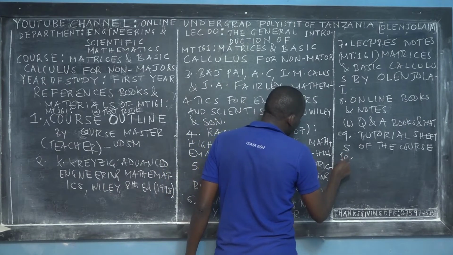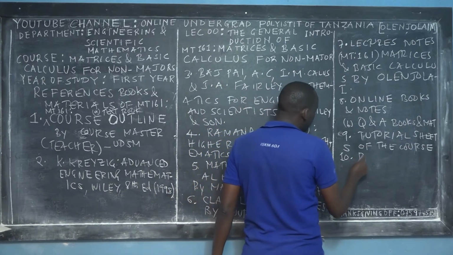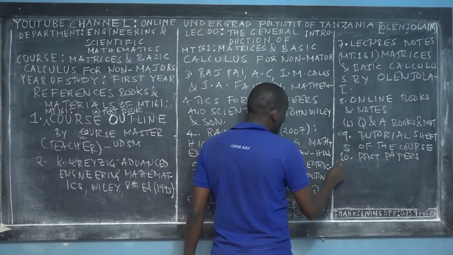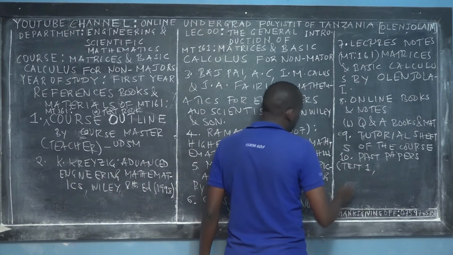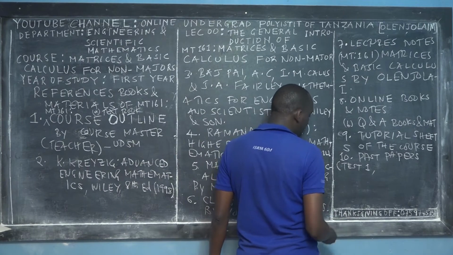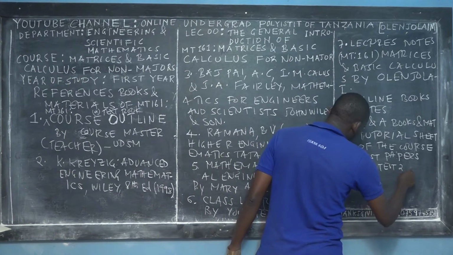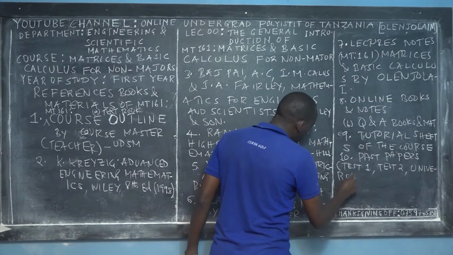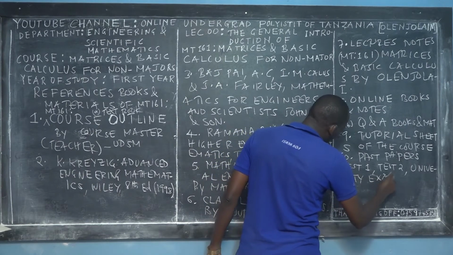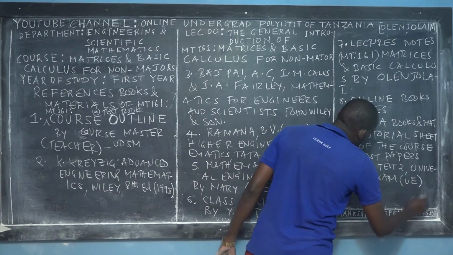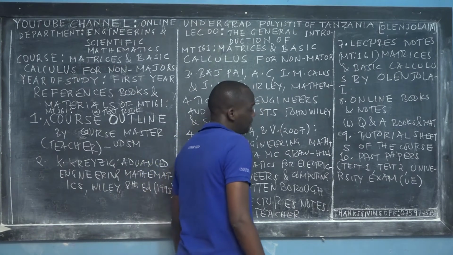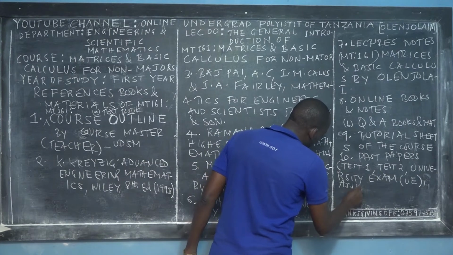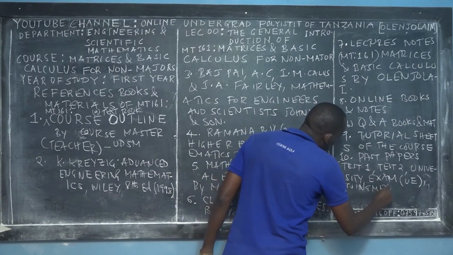Then the 10th reference material that you need to master this course is past papers, and you have to go through them. For the past papers, you may need test 1 for the matrices and basic calculus of your college, of your university. You might also need the past paper of test 2. You might also need UE, a past paper for the university exam. We call it UE, university exam. And even some other past papers, which will be essential for your assignment. Maybe we give you an assignment, so we also need past assignments.